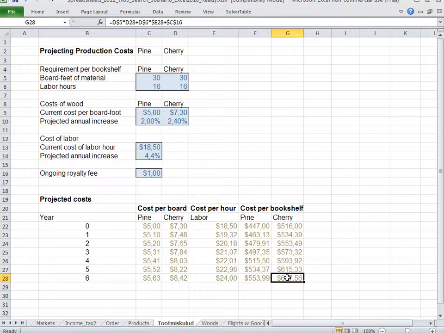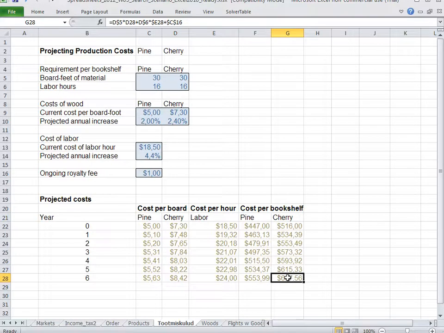We want to see when does a bookshelf made out of cherry cost $600. We have a more specific reason for asking as well. We want to see how much less than 4.4% would the labor cost have to rise. I mean, how much better of a deal with labor unions we would have to make in order to get the cherry bookshelf price down to 600.